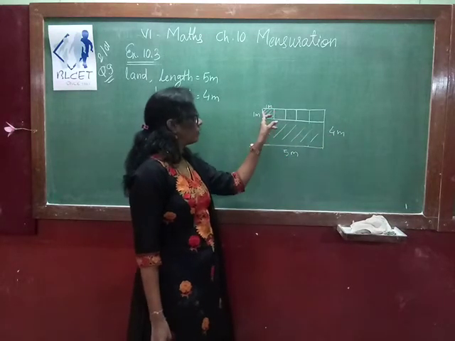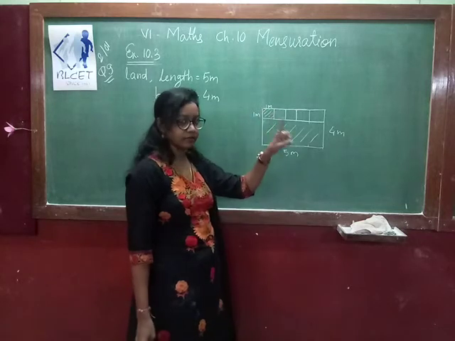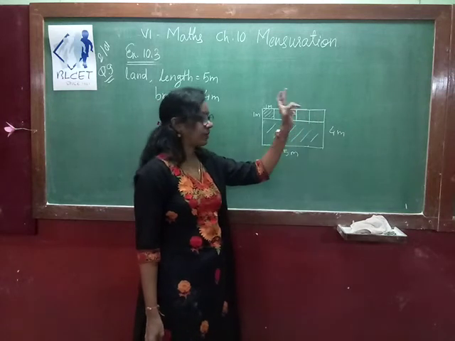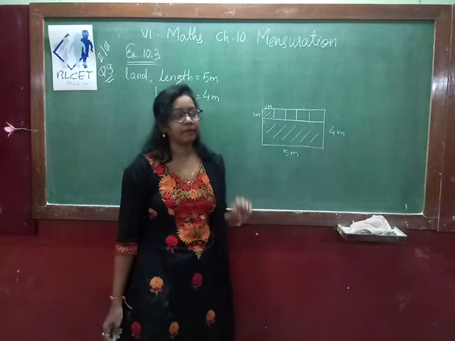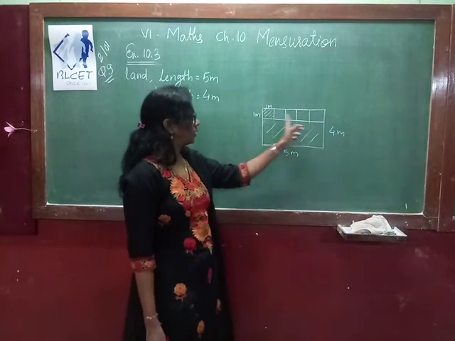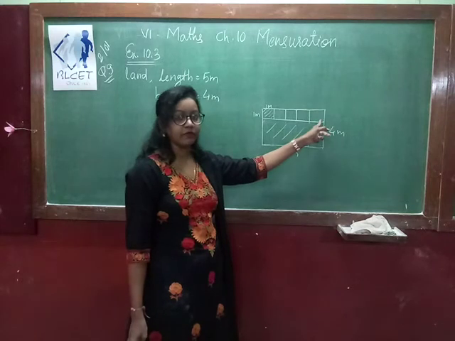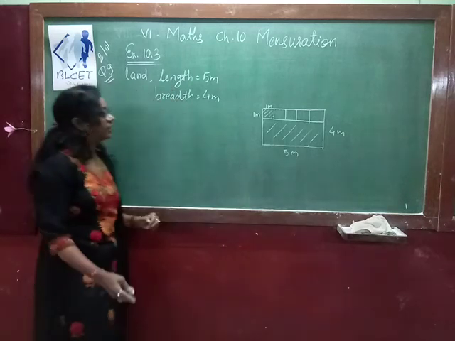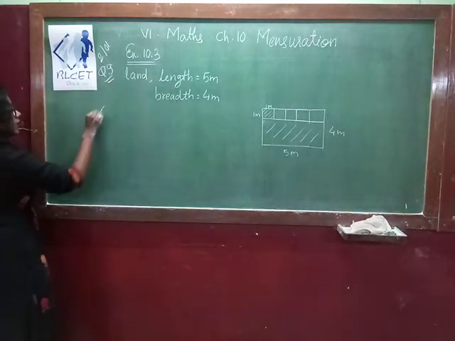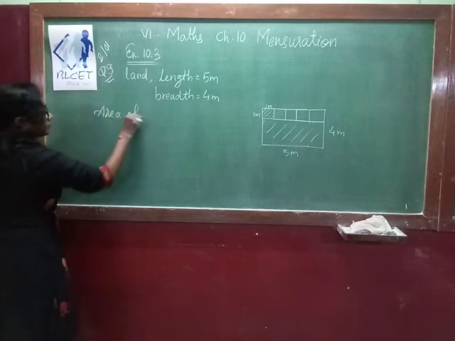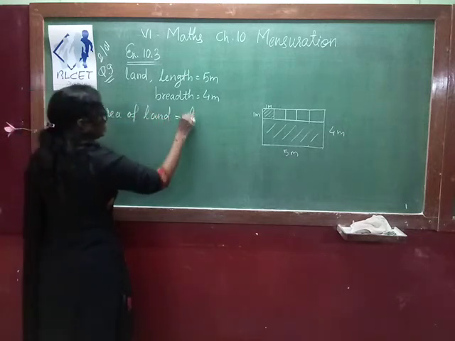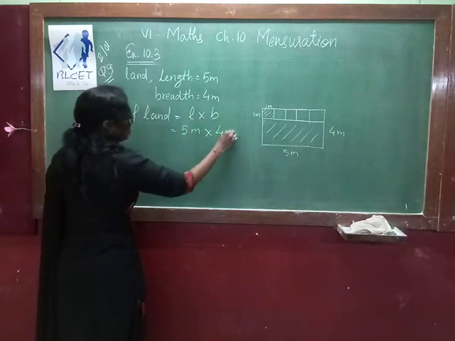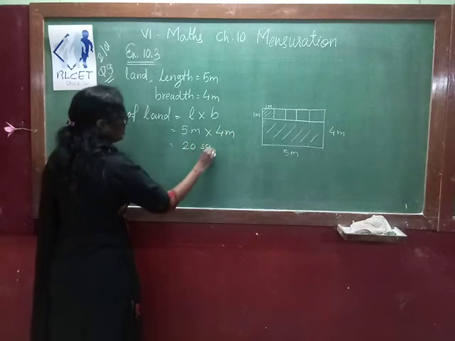Each one measures 1 meter. So the area of one flower bed is 1 square meter, 1 square meter, 1 square meter, 1 square meter, 1 square meter. So how many is it? 5 square meter. So the total area of these 5 flower beds is equal to 5 square meter, and the area of the total land is equal to 20 square meters. Then we have to find the difference. So now what is the area of the land? It is equal to length into breadth, which is equal to 5 meter into 4 meter, which is equal to 20 square meter.